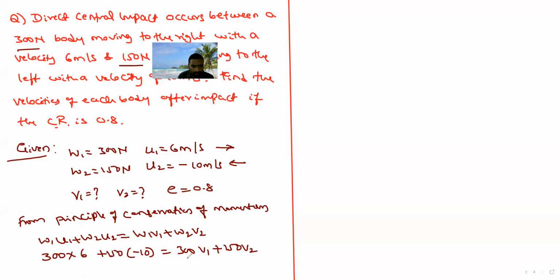I will write the right hand side as it is first: 300 into V1 plus 150 into V2 is equal to 300 into 6 minus 150 into 10, which is 300. So you can divide this entire equation by 150. So 2 V1 plus V2 is equal to 2. This is equation number 1.